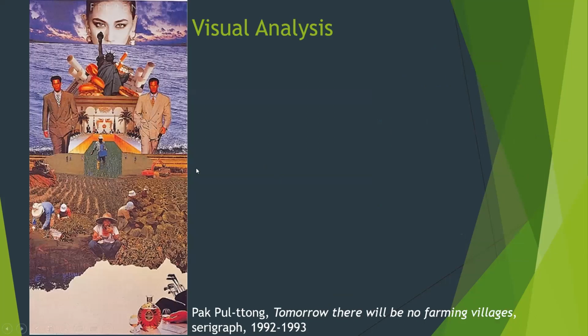All right. Let's talk about this one here really quickly. This is "Tomorrow there will be no farming villages." So what do you see? Let's just talk about that. What do you see? And we're gonna get to the bottom of this one. This one is probably the hardest one to do for a visual analysis because there's so much going on. So what are some things you see?